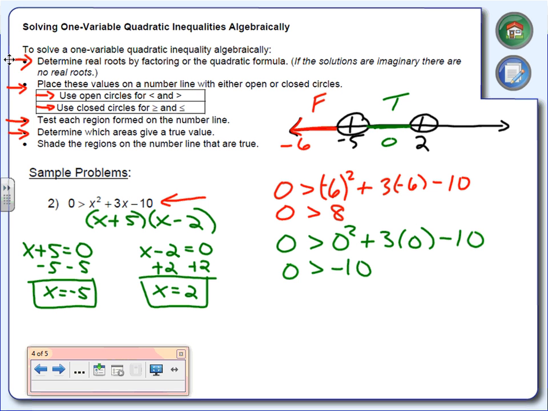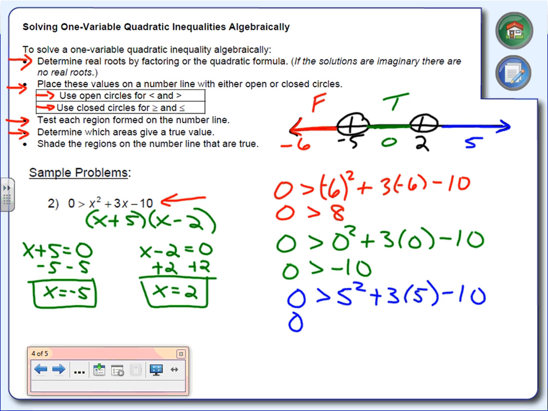I got one more area to test, and that's this one right over here. I need a number that's out in that area. What number can I use? 5? Okay, we'll use positive 5. So again, come over here. We're going to replace all those x's with a 5. We're testing this out and seeing whether or not we get a true or false statement.